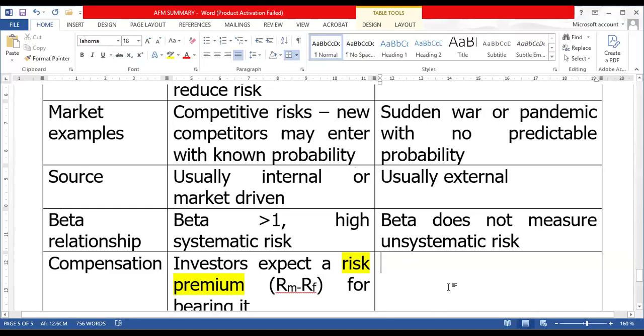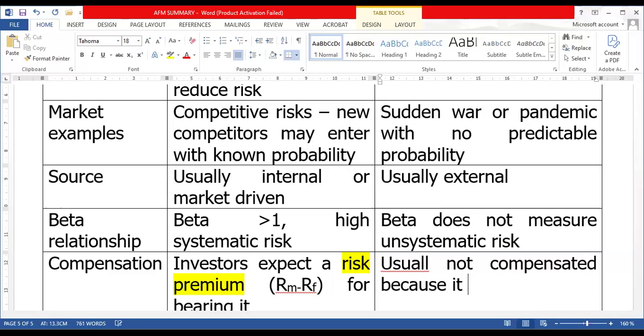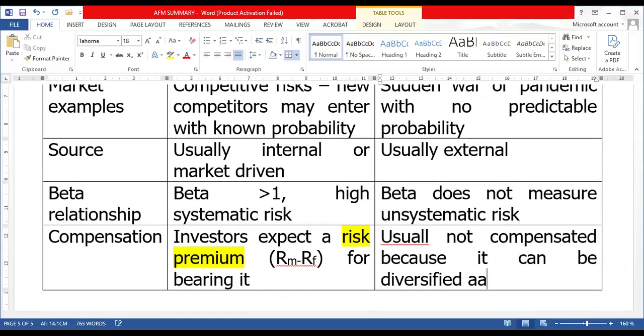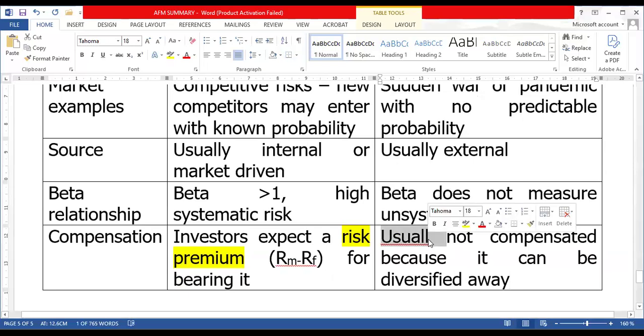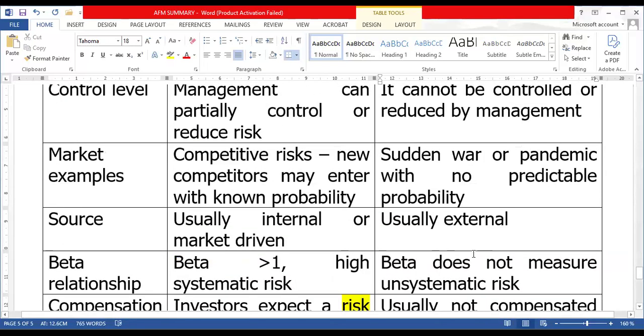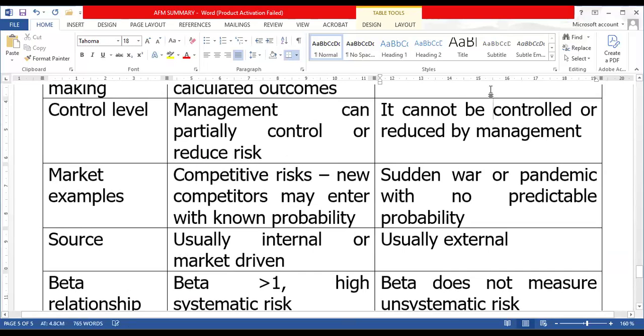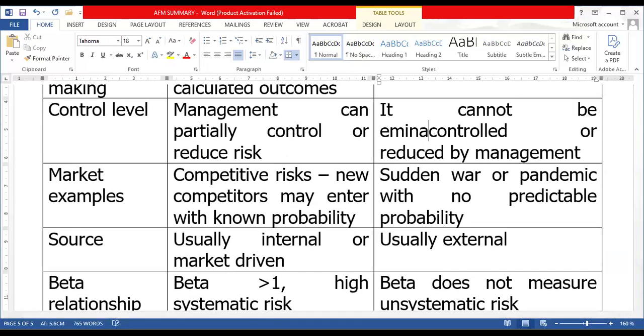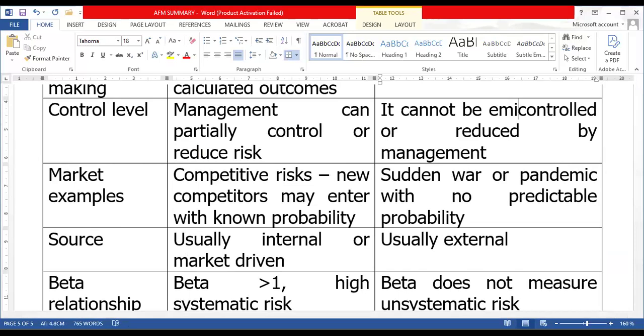But when it comes to the other, usually it is not compensated, because it can be diversified away. In short, you can eliminate it. It can be eliminated or controlled or reduced, depending on how you want it. If it cannot be eliminated, then you reduce it.